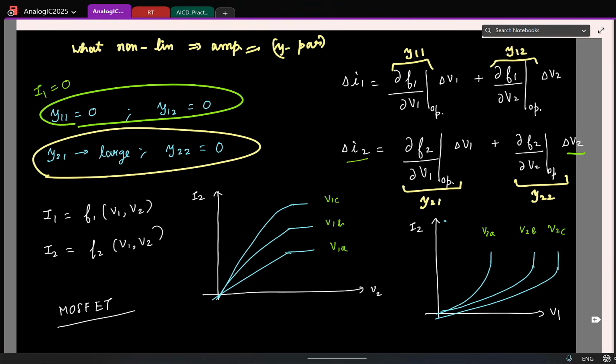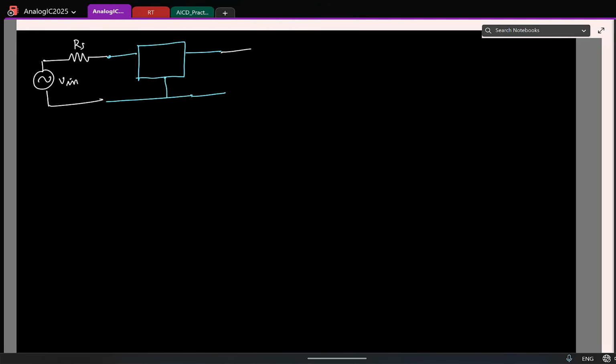So again, to summarize what we saw, let me rewrite it. This is my small signal voltage, so let's say this is Vin and Rs. If I give it to a two-port nonlinear network, say this is RL, and this is port 1, port 2, with V1 and V2. We essentially saw that if this has to be a good amplifier, only Y21 has to be non-zero and that has to be large. All the others have to be 0.